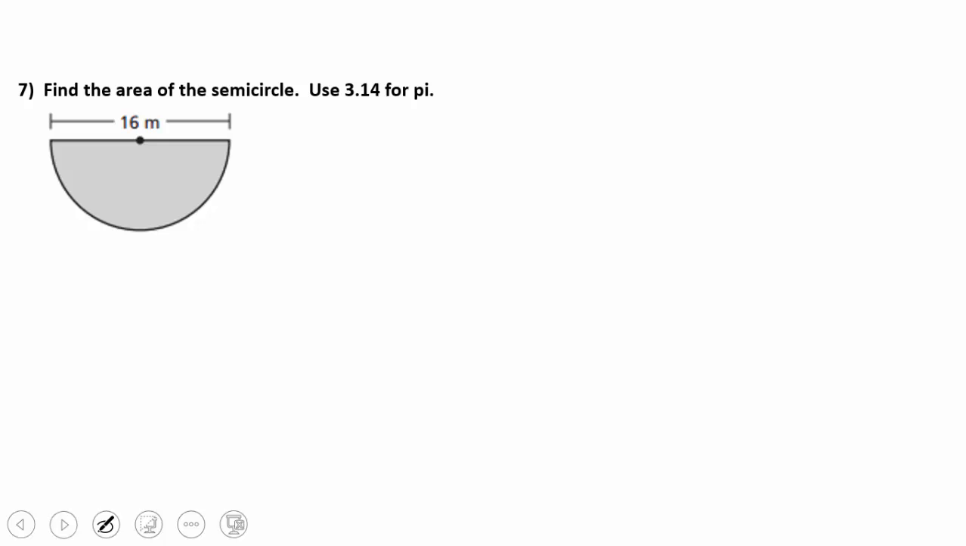Moving right along. Find again the area of a semicircle using 3.14 for pi. So we remind ourselves that area is pi r squared. We only want half of it, so we're going to divide it by 2. And we go 3.14 times the diameter, times the radius. They gave us the diameter. Oops, I almost messed that up.